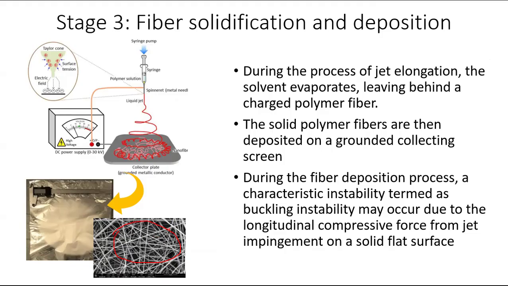During the fiber deposition process, a characteristic instability termed buckling instability may occur due to the longitudinal compressive forces. Because when it comes and hits the plate, there will be certain compressive forces on the fiber. And so therefore it gets deposited into a fiber mesh.